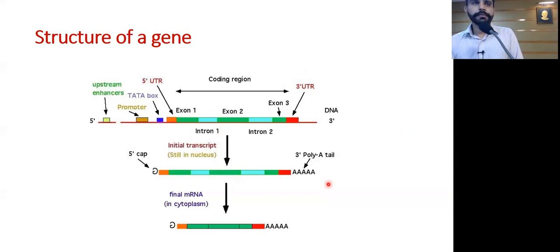The structure of a gene, you people know, a gene has many parts. It has exons, and exons are interrupted by introns. These introns are removed from the mature RNA, and the final mRNA that is translated into a protein does not contain introns. If it contains introns, it may result in some disease.